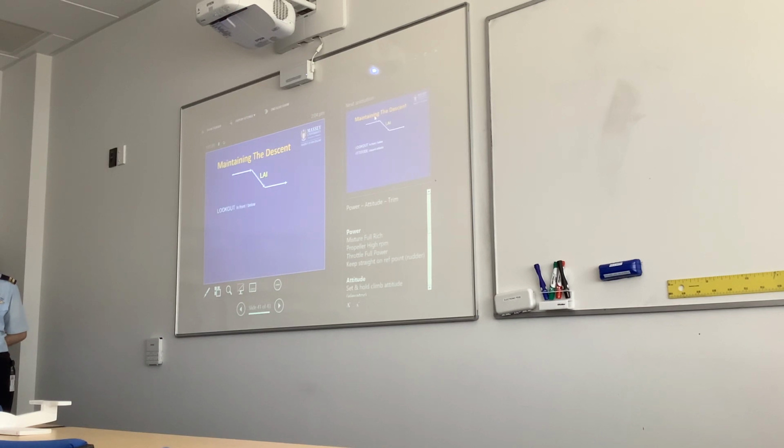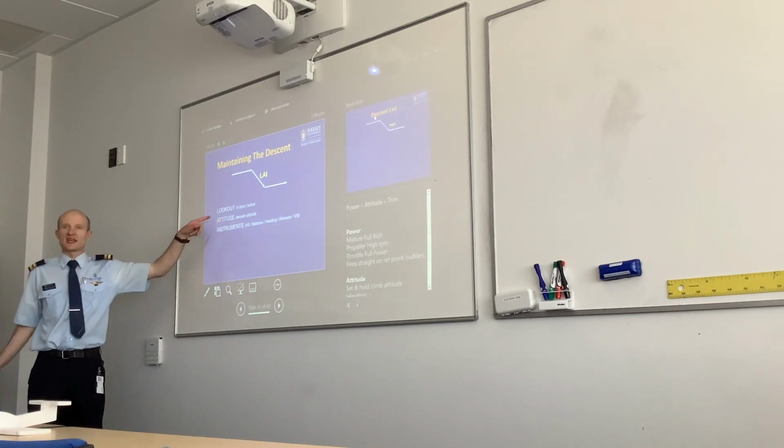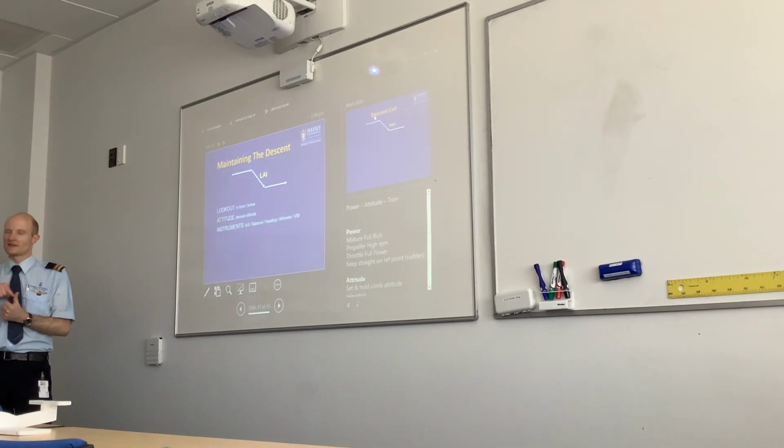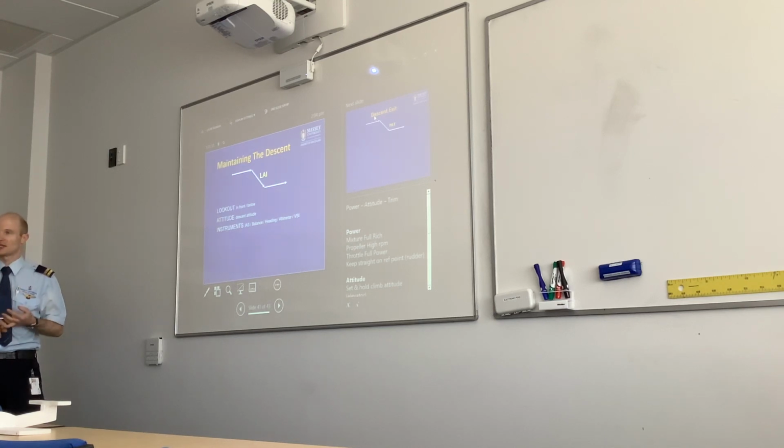Right, I'm going to skip through this because it's all the same. Lookout, attitude, instruments. Remember, expand on the attitude: correct attitude with elevator and trim, wings level with aileron, prevent yaw with rudder. You must expand on that bit.